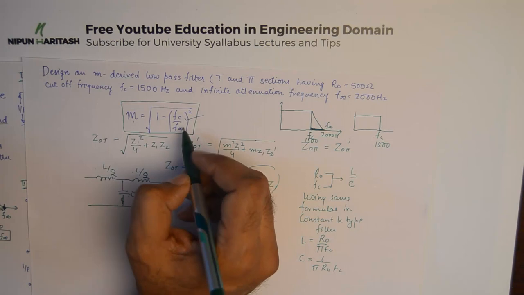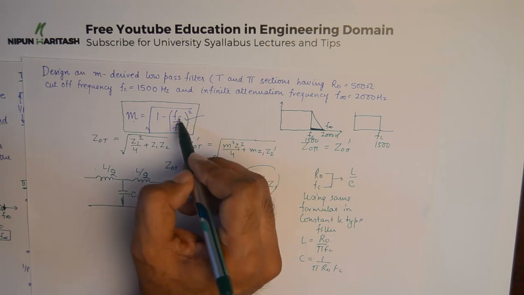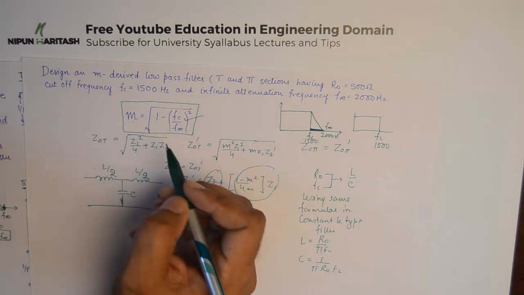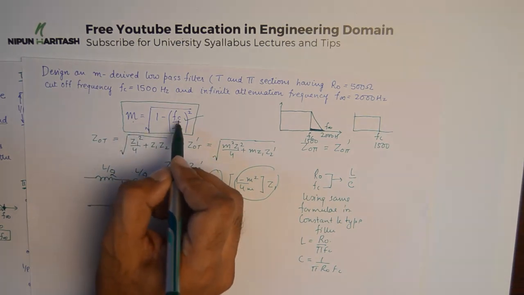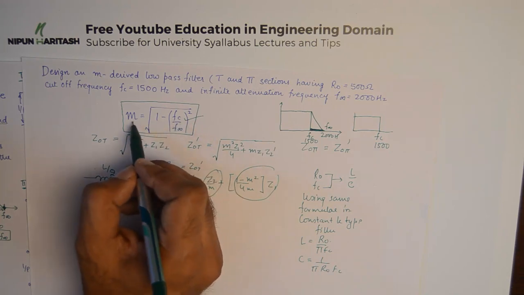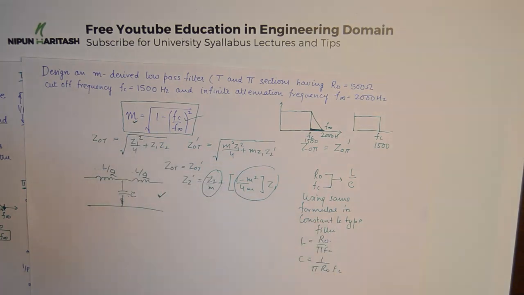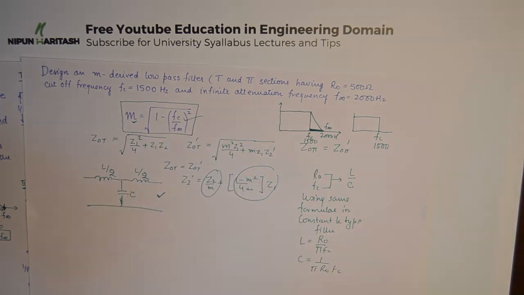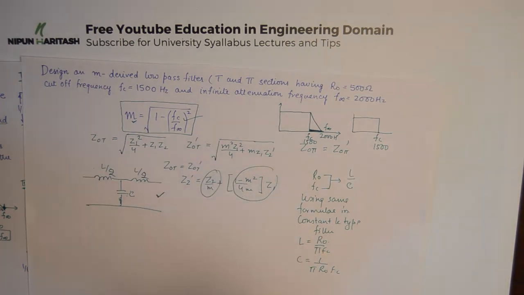So from this you can see that if there is a huge difference between FC and F infinity, the value of M will be closer to 1, because if this difference is large, this will approach 0 and the value of M will be closer to 1. So you'll need to modify the filter to a greater extent. If the value of FC and F infinity are close enough, the modification needed is also very, very small. So that is how you can interpret this. That is how you need to understand this.